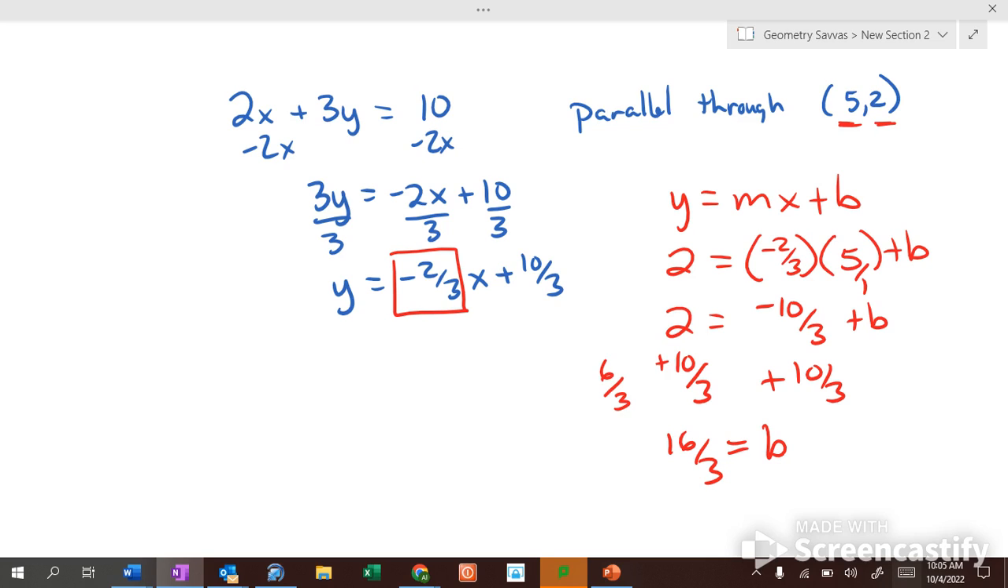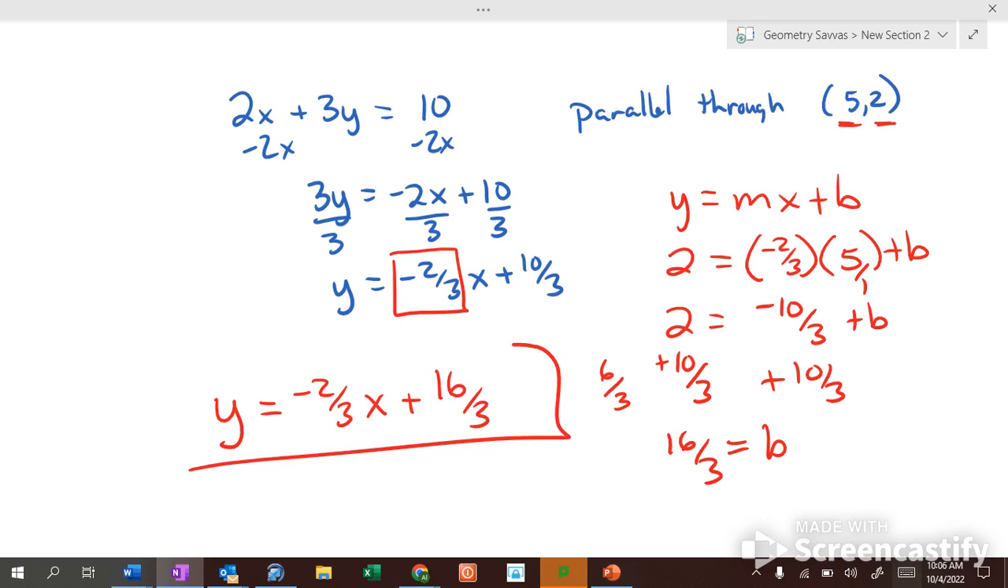You will have ugly problems like this on your homework. That's why we're doing this now. Okay? So your answer is y equals, your slope is -2/3 x plus 16/3. So you will have an ugly problem like that on your homework, so you need to be ready to work with fractions. Okay, let's do another one.